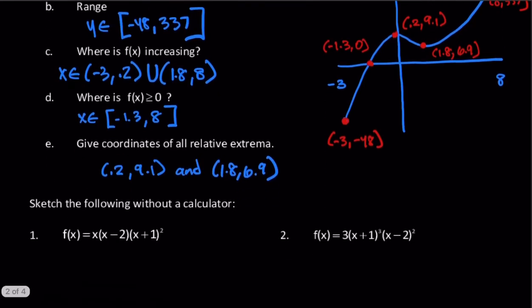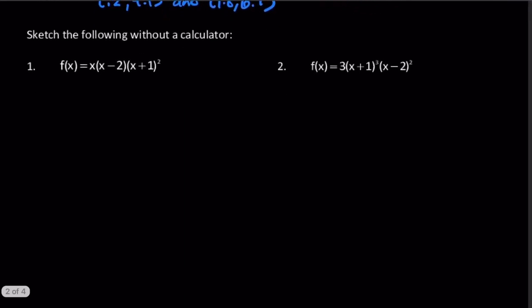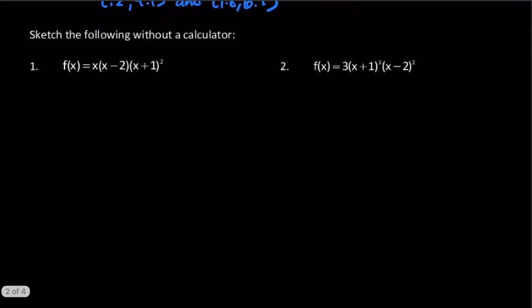All right, let's do some sketching. Sketch the following without a calculator. F of x equals x times x minus 2 times x plus 1 squared. So first thing to do here is probably identify your roots. I think that's going to be the easiest to see. X equals 0, x equals 2, and x equals negative 1.